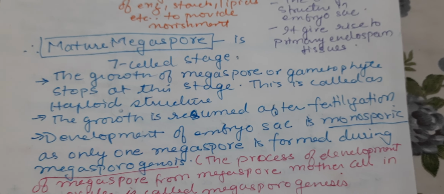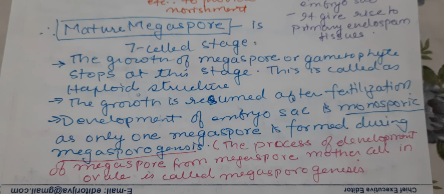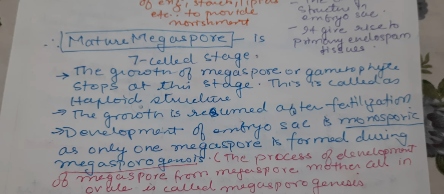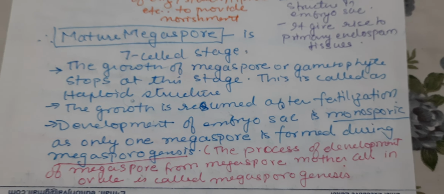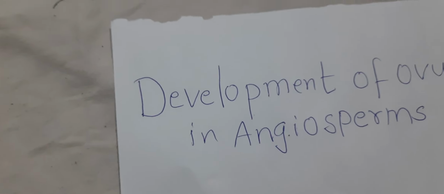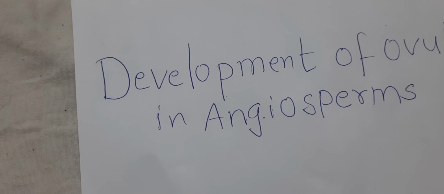It is monosporic, as only one megaspore is formed during megasporogenesis, and the process of development of the megaspore from the megaspore mother cell is called megasporogenesis.